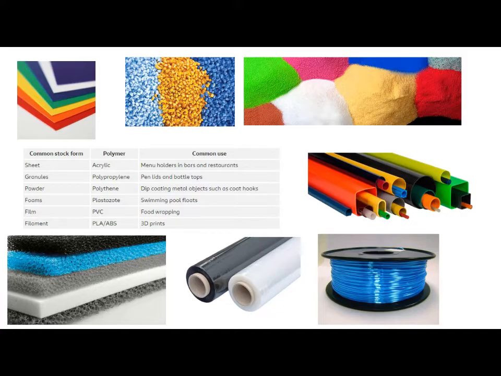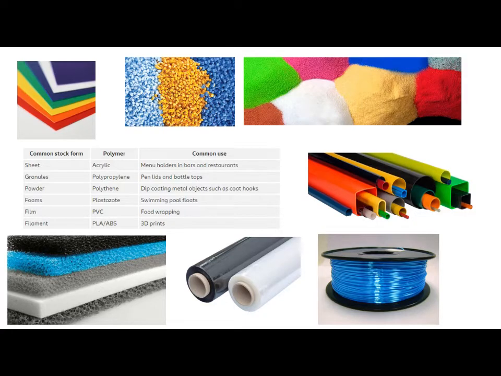Polymers also come in foams. So bottom left, you can see you can have different types of expanded foams. One example is Plastazote, which is the foam used for pool floats. Polymers can come in films, so really thin film, like cling film, things like that. And they can also come in filament. So filament is used in 3D printing. You can get ABS, PLA, a few other different types.